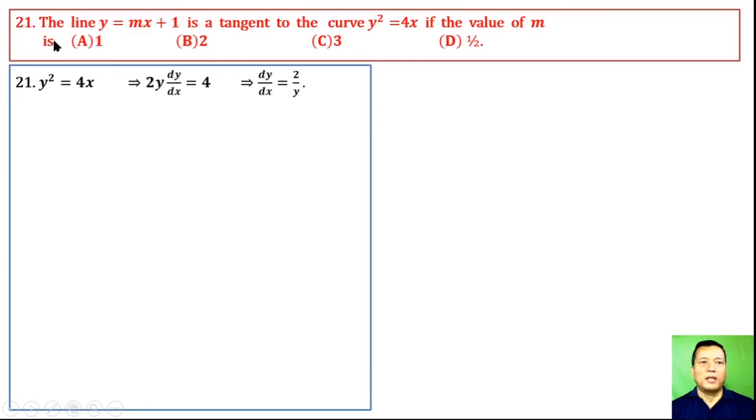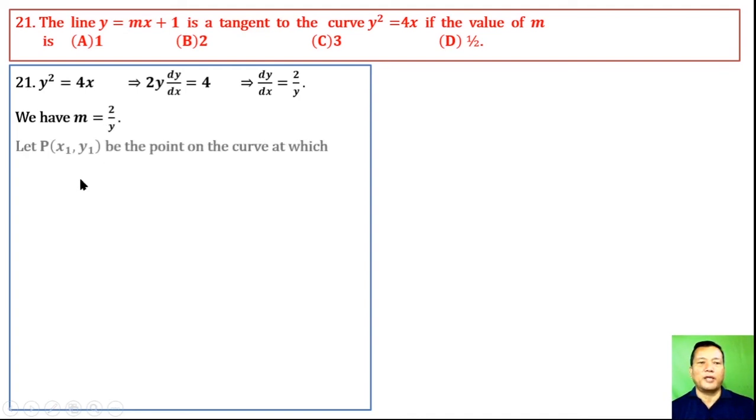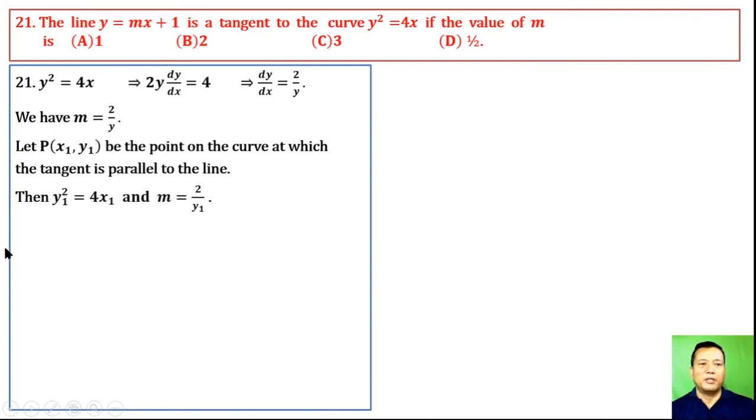Question number 21. The line y equals mx plus 1 is a tangent to this curve, y square equal to 4x, if the value of m is. Differentiating both sides with respect to x, we get dy by dx is 2 by y. We have m equal to 2 by y. Let P(x1, y1) be the point on the curve at which the tangent is parallel to the line. Then the point will satisfy the equation of the curve, that is y1 square equal to 4x1, and m is equal to 2 by y1.